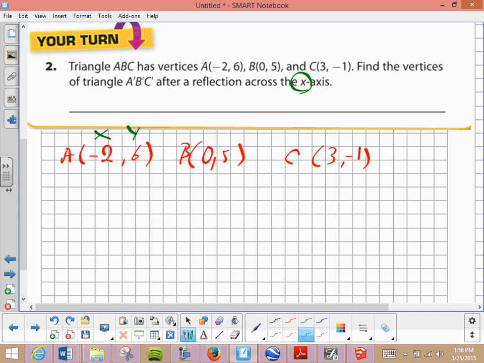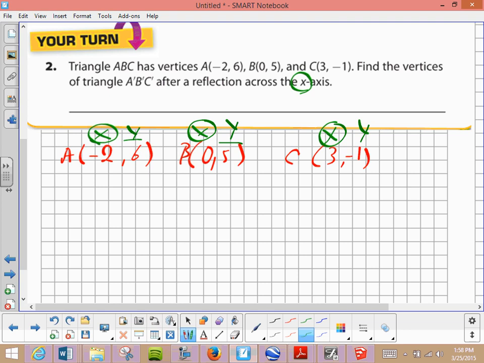So notice how I saved the x over there. That means I have to save this one too. And which one is it changing? The y. So for all of them, it'll be the same idea. The x does not change, the y does. And I'm doing it that way because it's easier to understand. But what does the rule say to do?